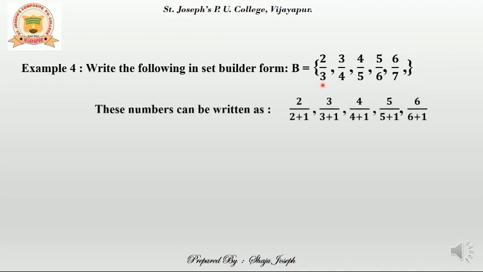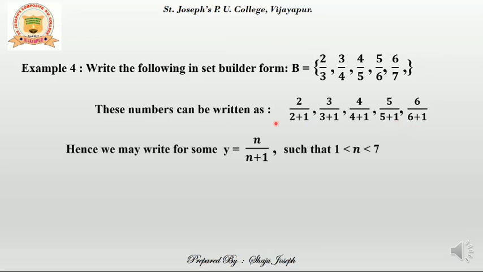These numbers can also be written in another form, that is 2 upon, instead of 3 we can write 2 plus 1, because 3 is an increment of 1 over 2, right? When 2 is incremented by 1 we get 3. Similarly, the next fraction 3 upon 4 can be written as 3 upon 3 plus 1, so 1 more than 3. Similarly, 4 upon 5 is 4 upon 4 plus 1, 5 upon 6 is 5 upon 5 plus 1, and 6 upon 7 can be written as 6 upon 6 plus 1.